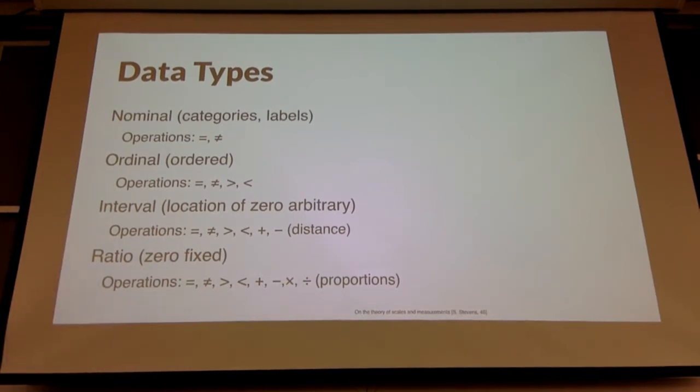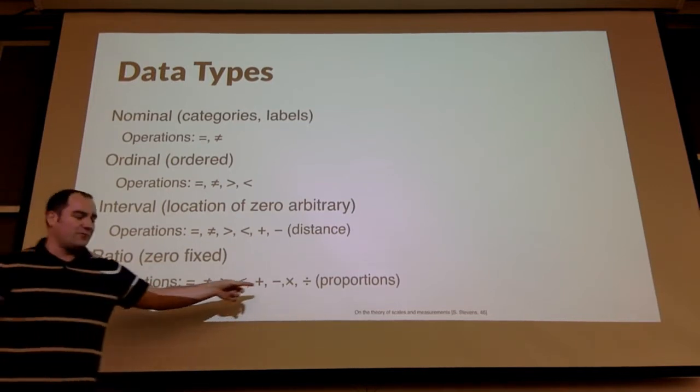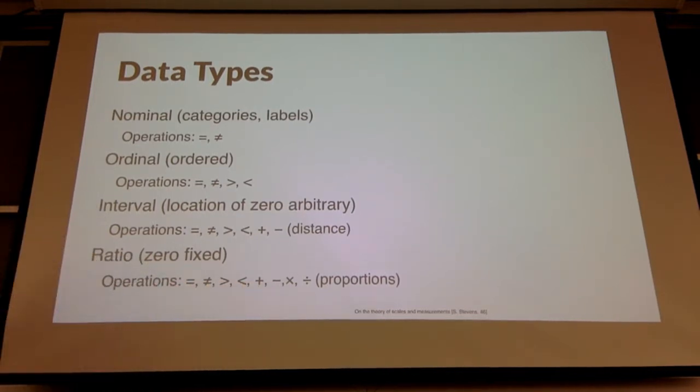Yeah? The distance between two interval points could become a ratio type, right? Could become what? Could become a ratio type, right? Yes. If you cannot add two interval points. Yeah, so if you have some important point of inflection, you could make it a ratio type, yes. But you would have to have a good reason for that. And then ratio types, you can do all of the above, plus also measure proportions.